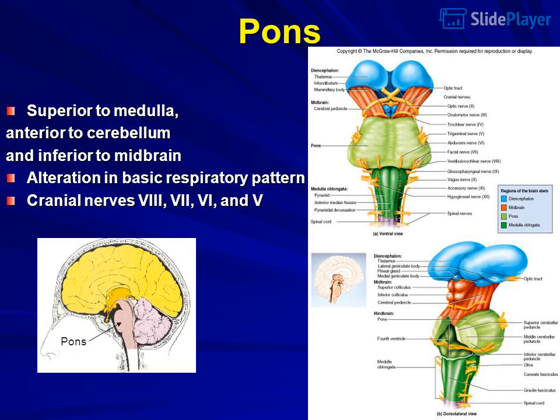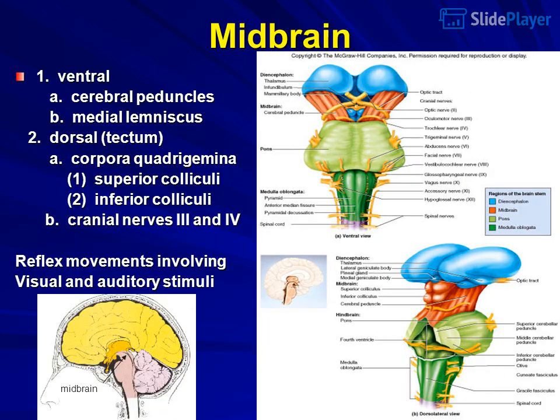Cranial nerves 8, 7, 6, and 5. Pons. Midbrain. 1. Ventral. A. Cerebral peduncles. B. Medial lemniscus. 2. Dorsal, tectum. A. Corpora quadrigemina. 1. Superior colliculi. 2. Inferior colliculi. B. Cranial nerves 3 and 4. Reflex movements involving visual and auditory stimuli.